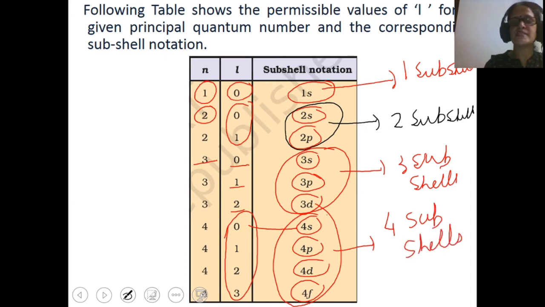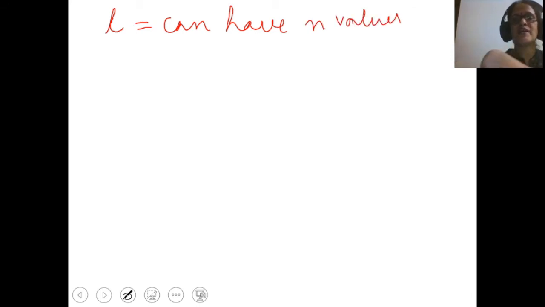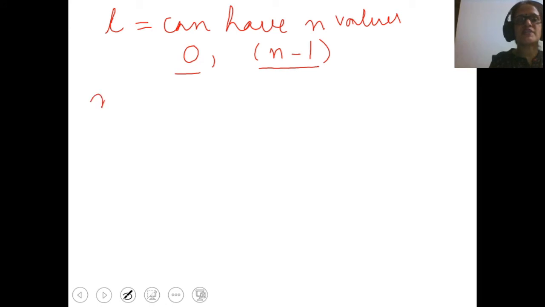I hope these points are clear to you. Now I just want to revise all these points whatever we have discussed, children. The value l represents the azimuthal quantum number. The values of l depend on the value of n. l can have n values, and these values range from 0 to n minus 1, and the values of l represent the subshell. If n is equal to 1, l will have only one value, that value will be 0, and the subshell can be represented as 1s.